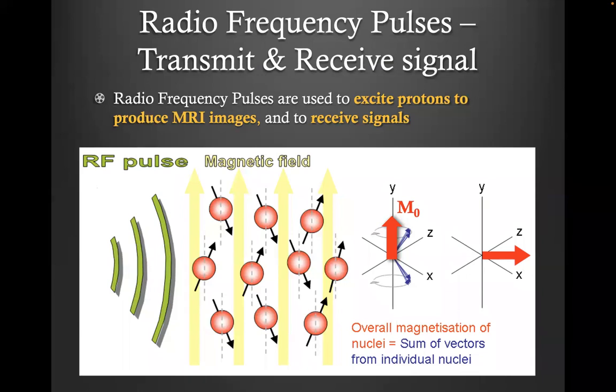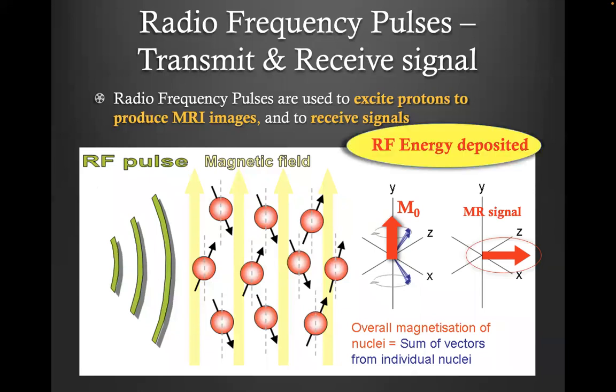They need to excite the spins, which are originally aligned along the main magnetic field. We need to excite them to the transverse magnetization, and at that time we can receive signals. So this is your MRI signal here. The problem is that a lot of RF energy is going to be deposited to tip these protons to the transverse plane. And the bigger the person, the more protons within the person, the more RF energy is going to be deposited.